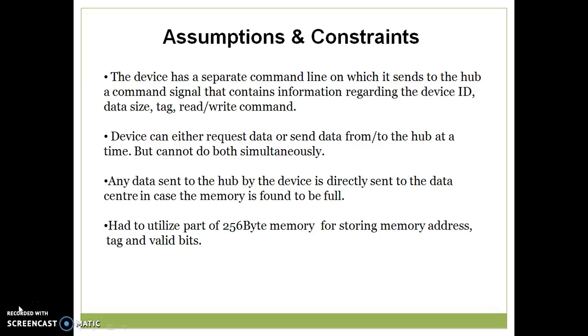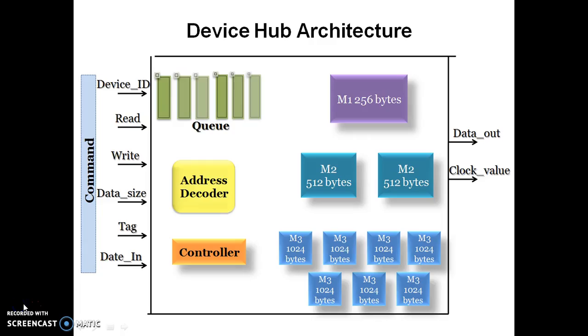We have had to utilize part of the 256-byte memory for storing memory address, tag, and valid bits. After a survey of the provided test cases, we could infer that the request for reading and writing data of transaction size 512 bytes was minimum. That for 128 bytes was second popular, and that for 1024 was most frequent.